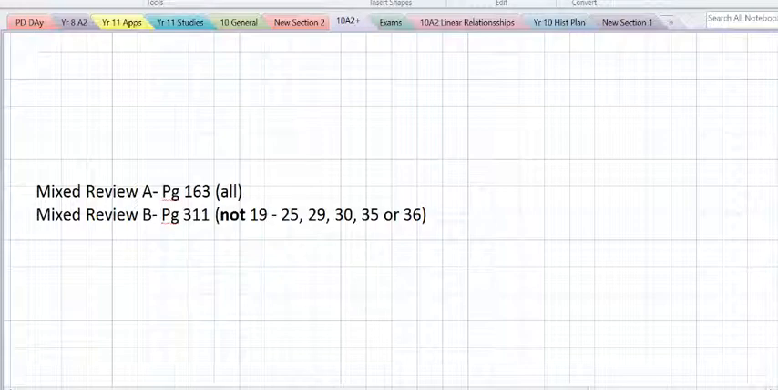One thing I would like to point out is, if you look at these mixed review questions, what is 163? Have I given you the wrong pages? No, 153. Look at your textbooks. Now, next to the questions, yes, those are the examples where they come from in the textbook.